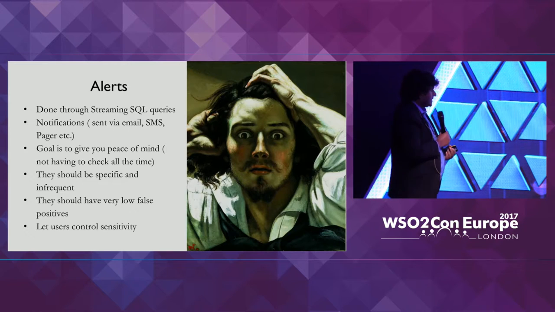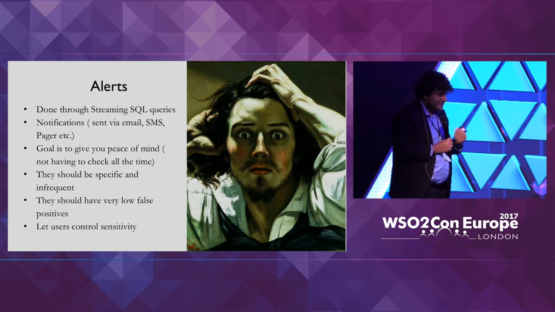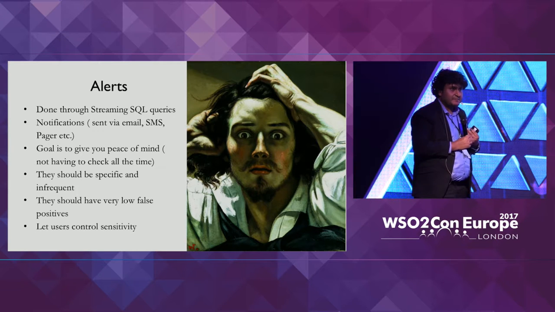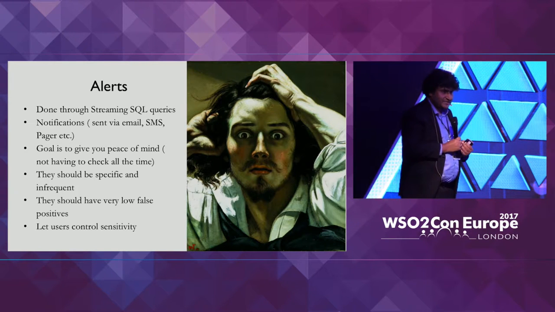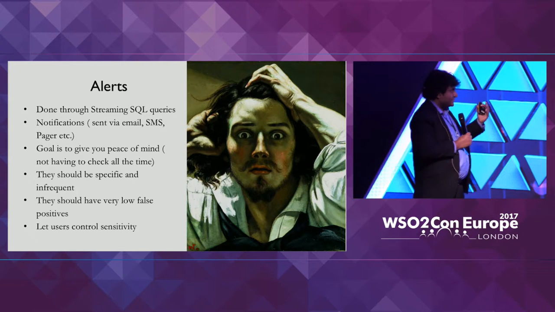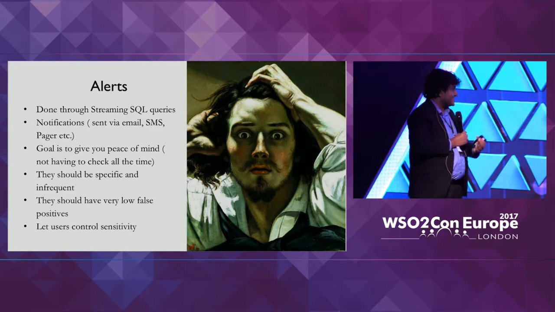Another main thing we need is alerts. In the control loop, when we get a certain situation, we want to be alerted immediately. Rather than us looking at a dashboard, which is another way of looking for certain situations that are happening, if you want to get a notification immediately, we can use alerts. This is also done through streaming SQL queries. That can be done via email, SMS, pages, and so on.